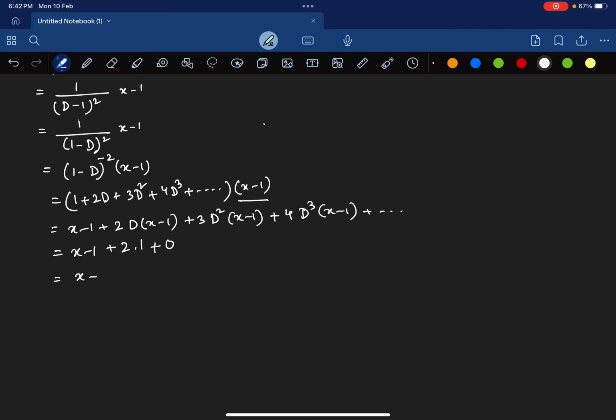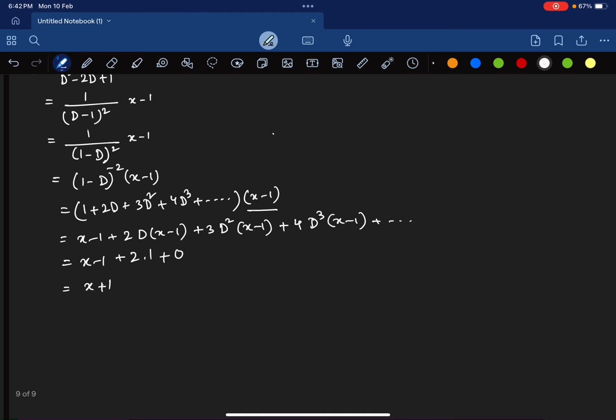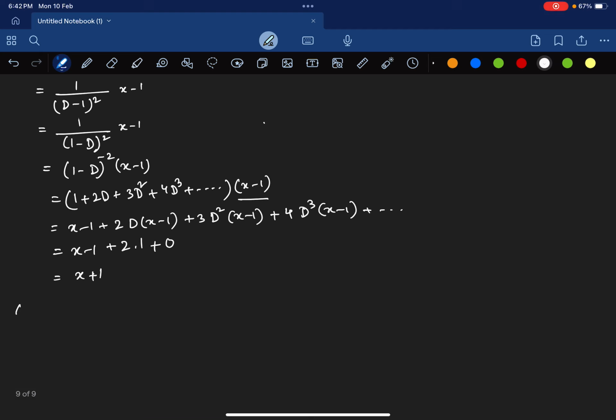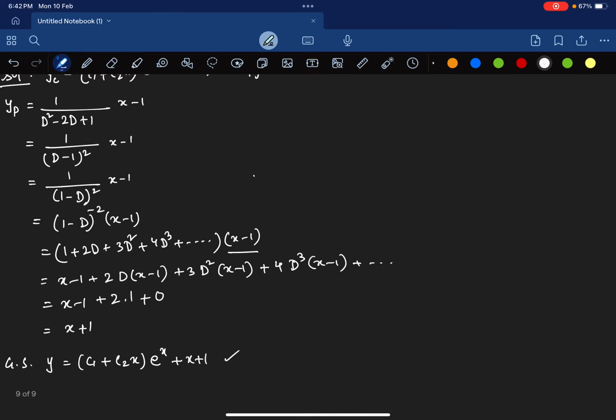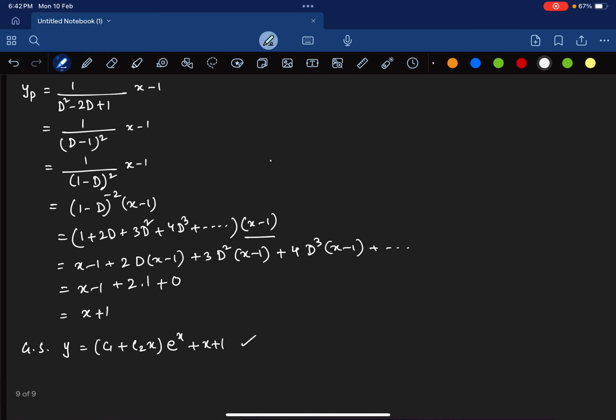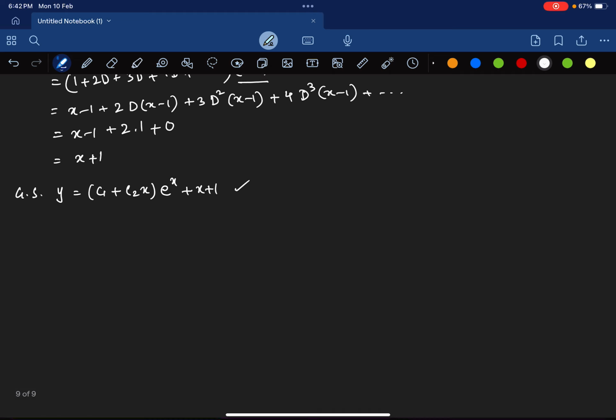Okay, so here you are getting this one as x plus 1. So this is your YP. So the general solution is y is equal to (C1 plus C2x) e power x plus x plus 1. This is going to be the general solution. Okay, so this is how we can solve the question.